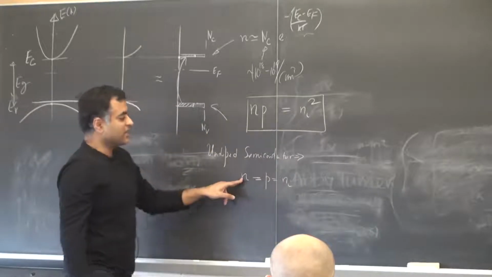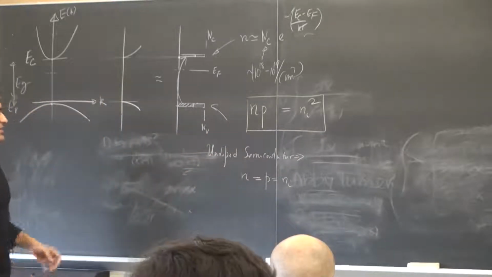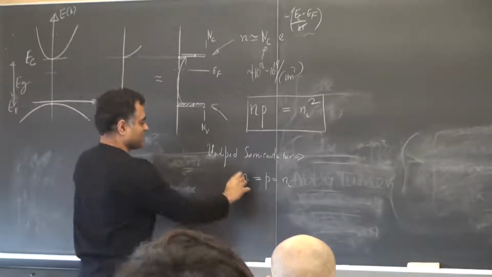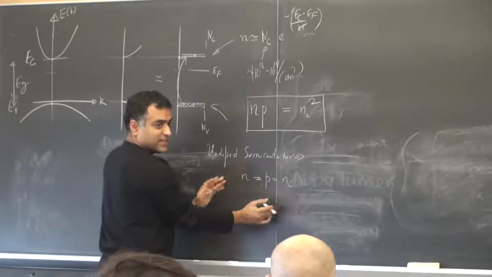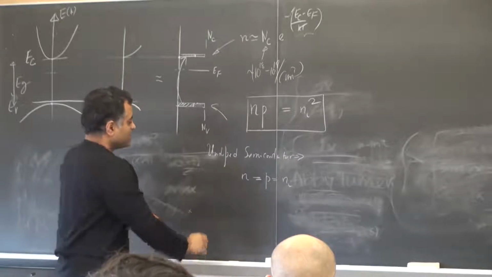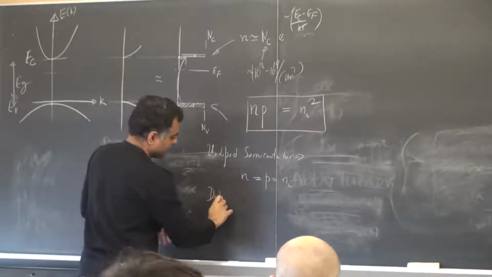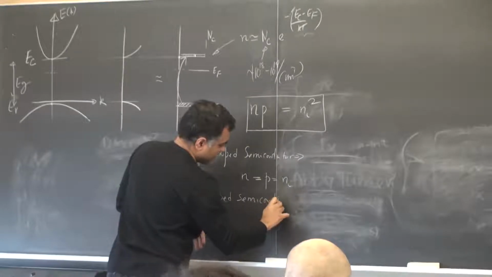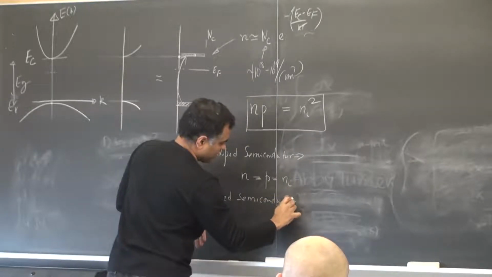So I think there was a question last time that if you create imbalances... if you have an undoped semiconductor, this is the situation, right? n and p are equal, but if you dope it, then the statistics can change.